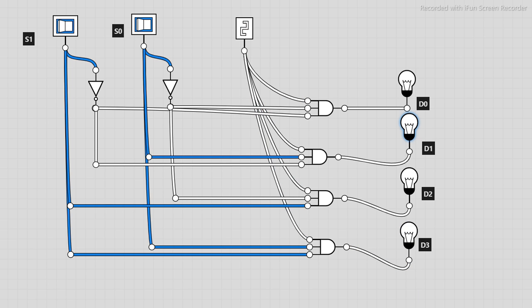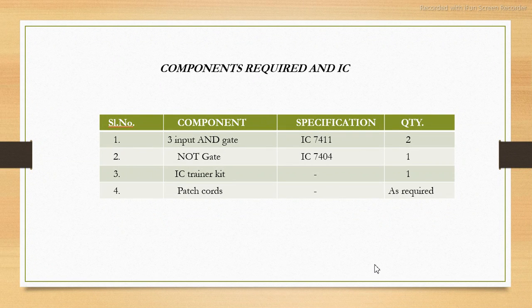Finally, this is the demultiplexer circuit diagram. It can be built with 3 input NAND gates, NOT gates, IC trainer kit, patch cords.